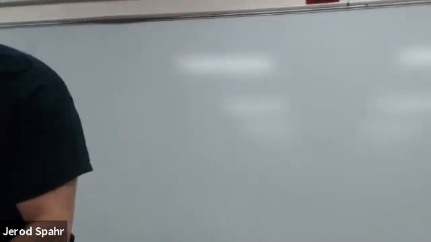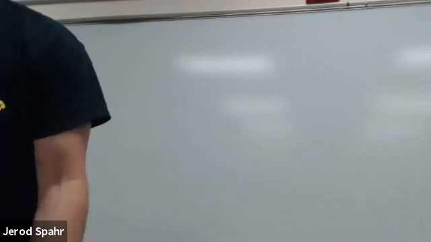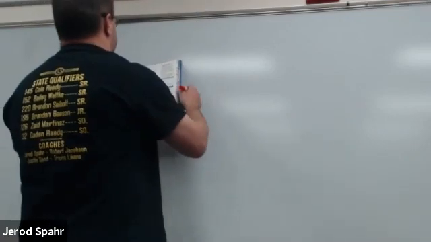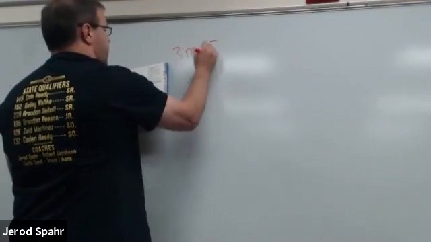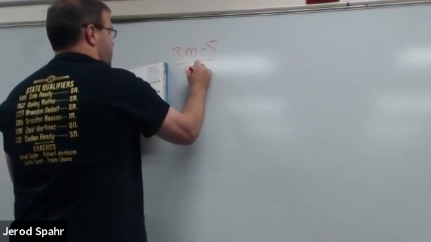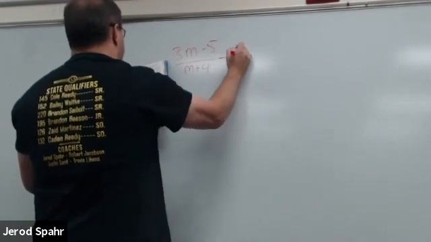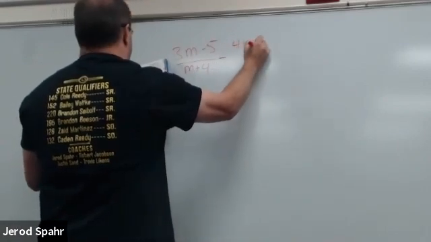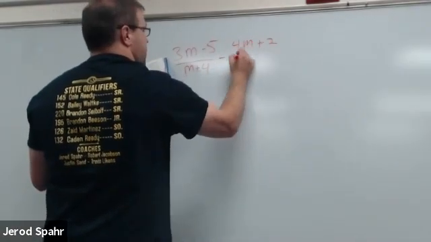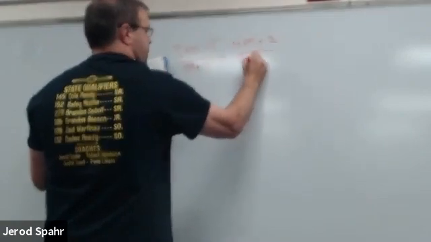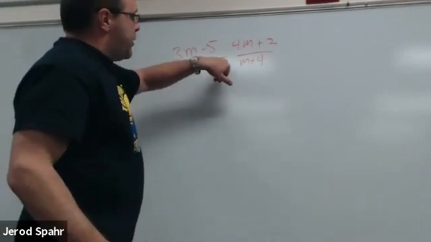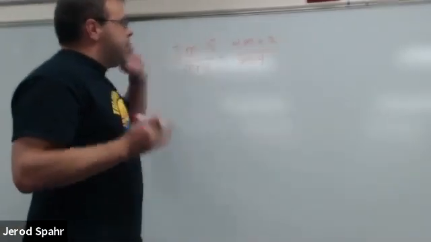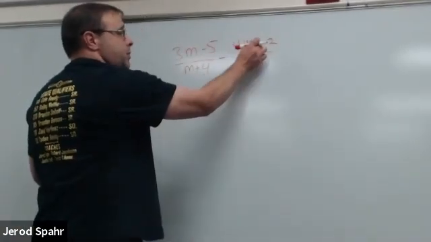All right. Wow. Okay. Example number 2. Looking at that one there. Oh, they already have it set up. It's pretty nice. So we have 3m minus 5 divided by m plus 4 minus 4m plus 2 divided by m plus 4. So we have the common denominator. What we're going to have to do is subtract the numerators. The biggest thing is here, we're going to have to distribute through this negative.